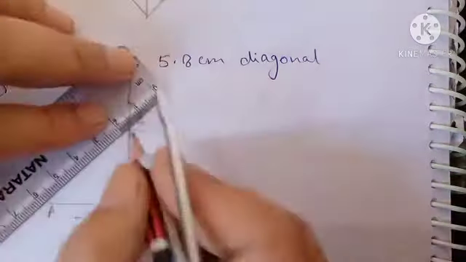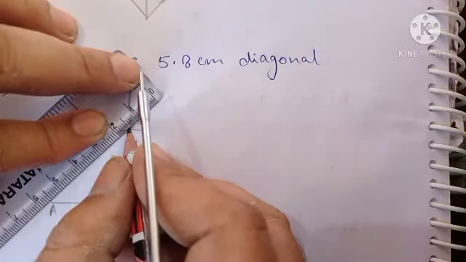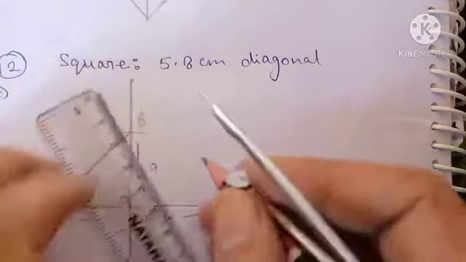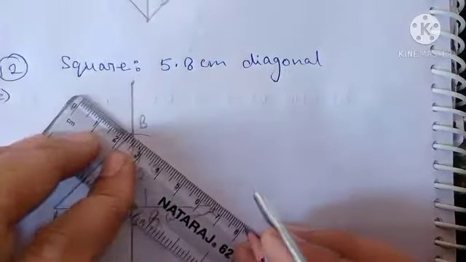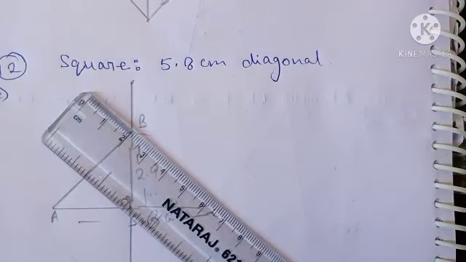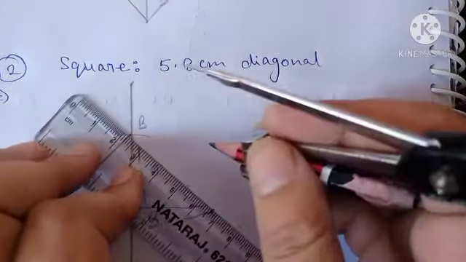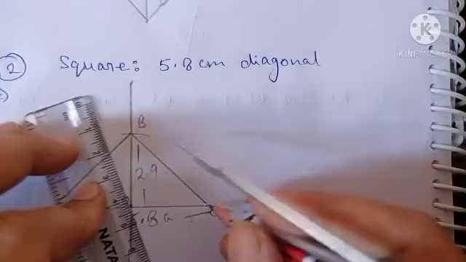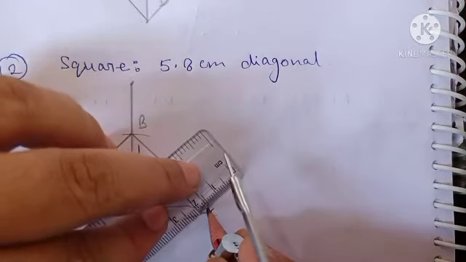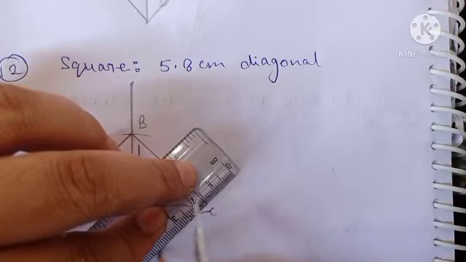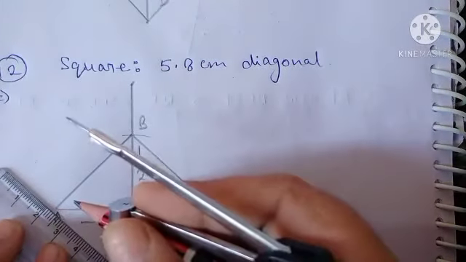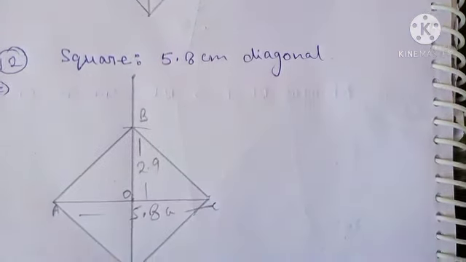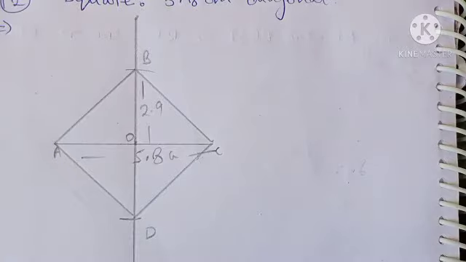Now we will join AB, then BC, then CD and then AD. So dear students, it is the required square ABCD. Here you can see this is the required square ABCD.